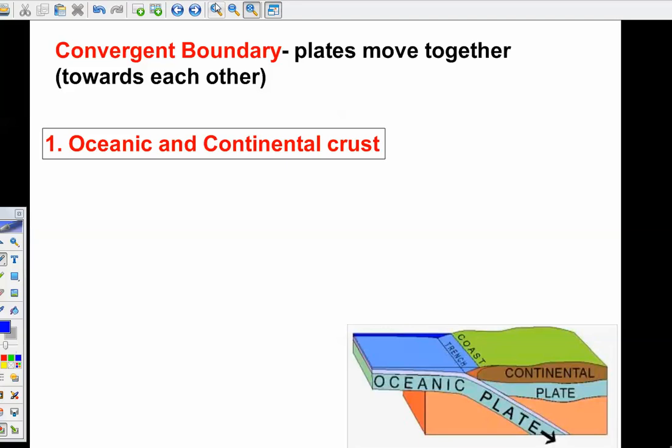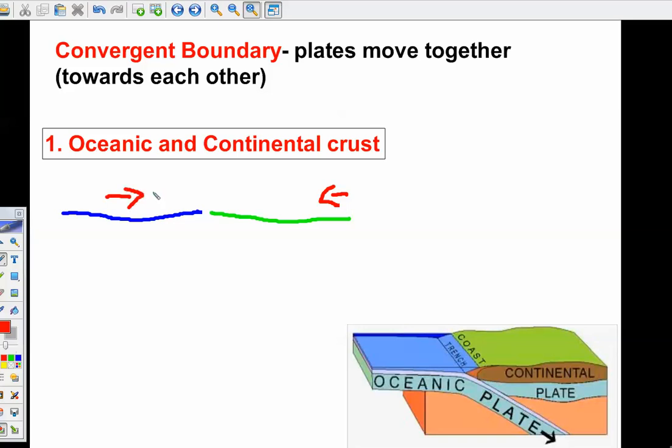So our first scenario is if we have an oceanic plate and a continental plate. The way I'm going to show that is by using blue to represent oceanic plate, and then I'm going to use green to represent a continental plate. So I'm just drawing the line to represent the plate. So here I have the two plates. They are moving towards each other, so I'm going to draw two arrows showing that they're moving towards each other.